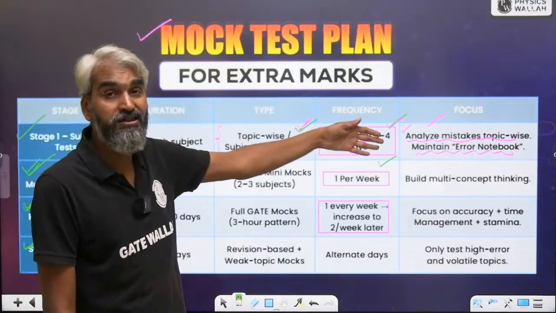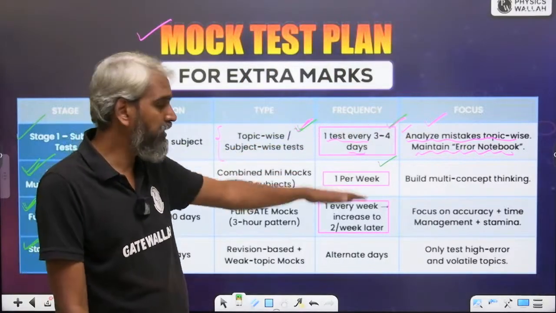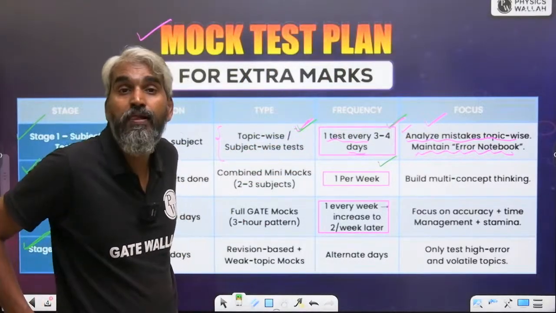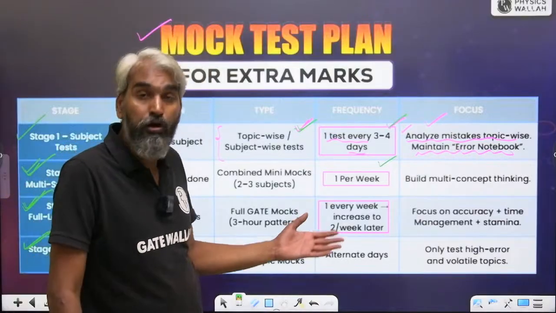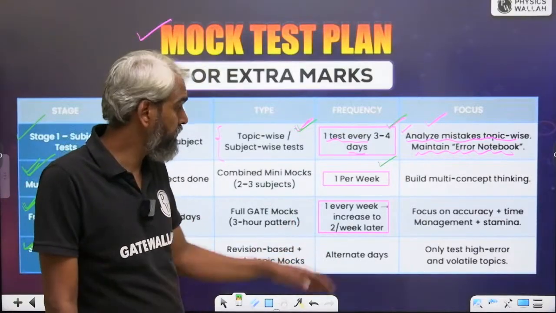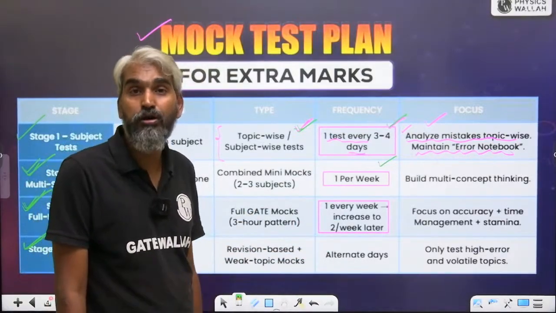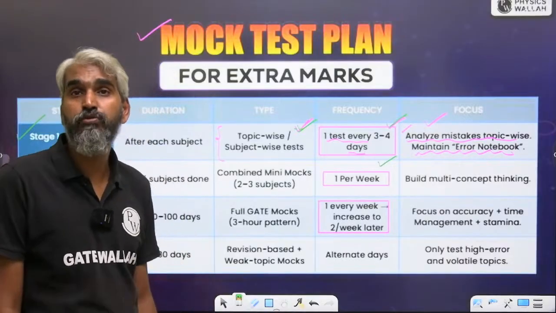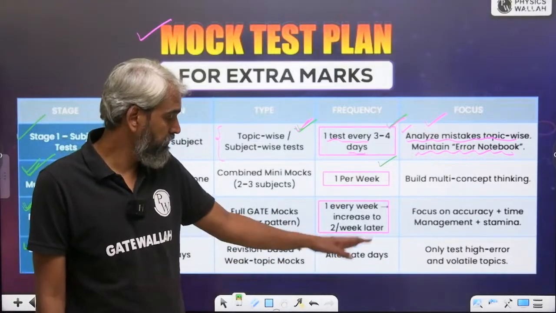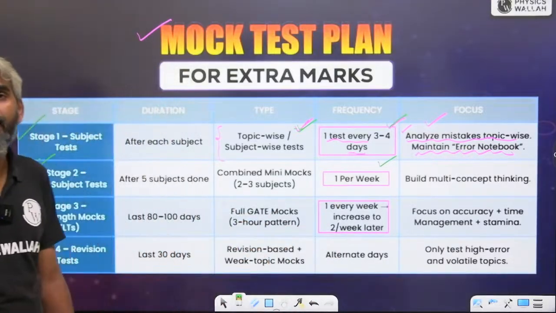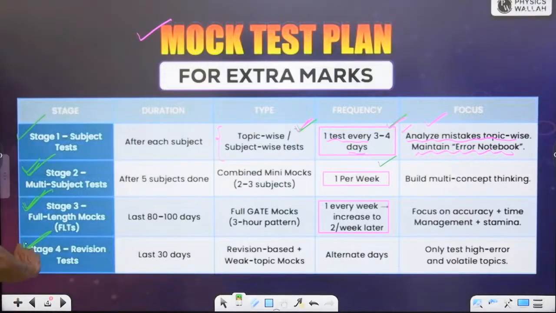Then the final strategy is, when you are done with 3 to 4 subject wise tests of every subject, when you are done with 4 to 5 combined mock tests of 2 to 3 subjects, and when you are done with 5 to 6 full length mock tests, then you will eventually go to the final stage, that is stage 4.